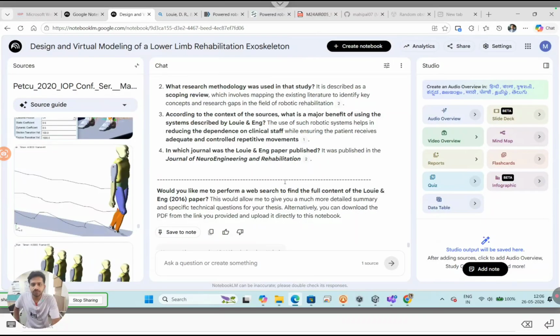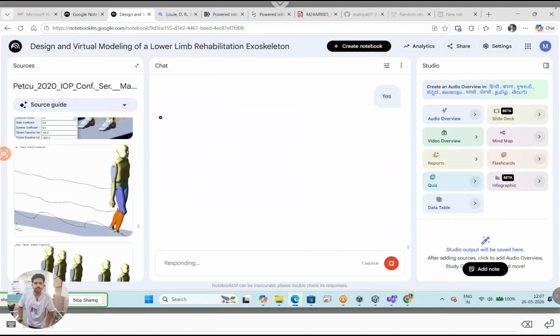Okay, Journal of NeuroEngineering and Rehabilitation, it was published here. Okay. Yes, put yes. Put command yes, and then it will provide a complete summary. Okay, fine. I will drink water.